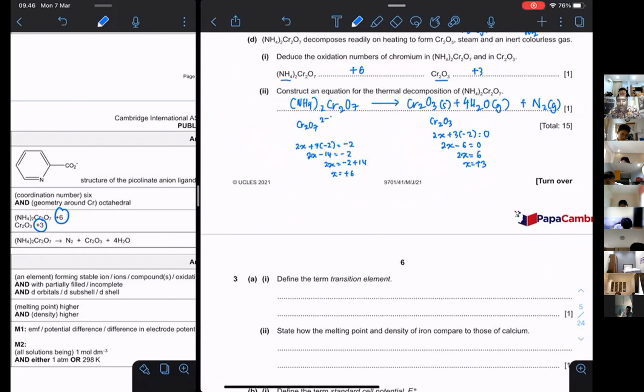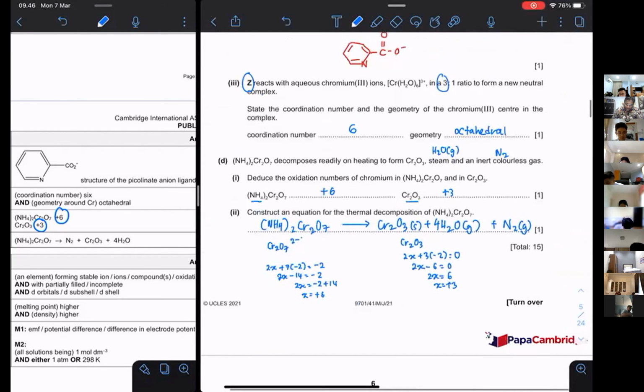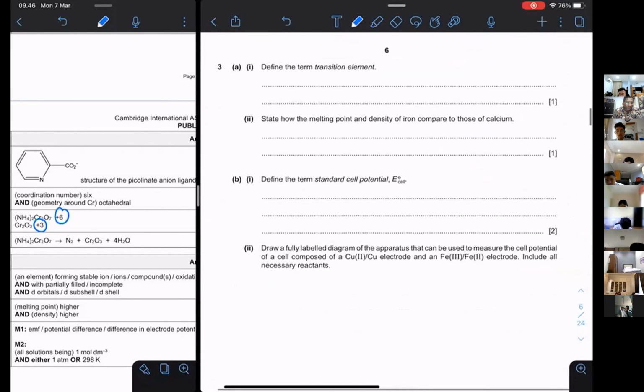Double check every single time. So that is going to be done. 15 marks. So question 2 done. Let's move on.